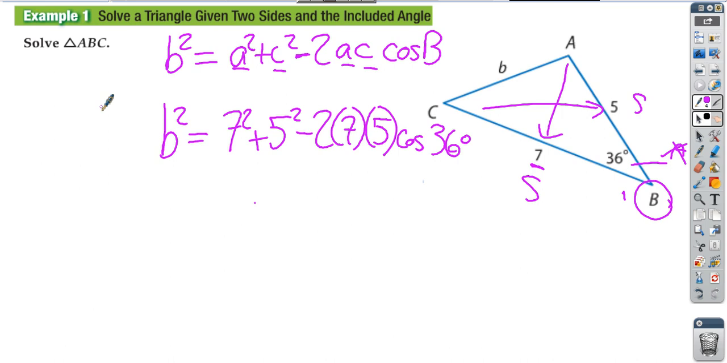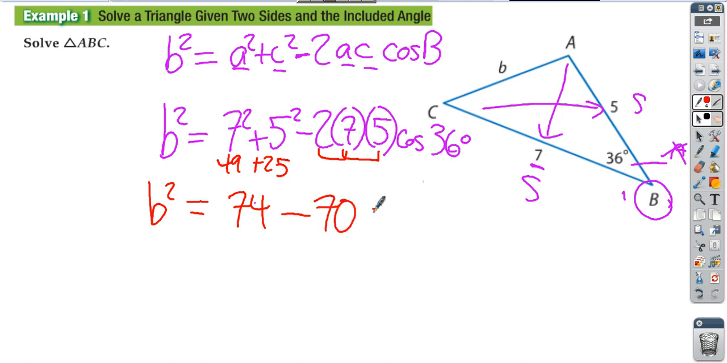Okay, so the cosine of b is 36. Now all that we need to do is literally just plug all that stuff in and come up with an answer. And I just want to show you one thing that people tend to make mistakes on. 7 squared is 49 and 5 squared is 25. When you add those together you get 74. Minus 2 times 7 is 14. 14 times 5 is 70. Okay, so that is going to be 70 cosine 36.